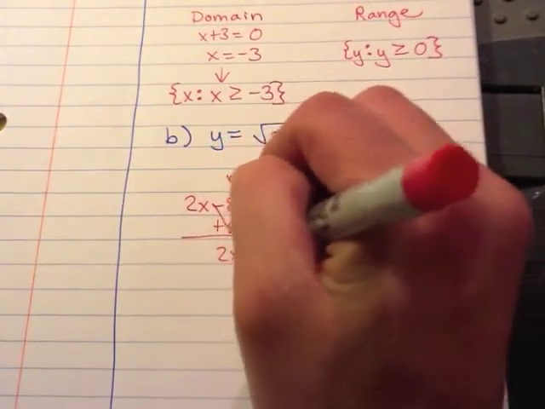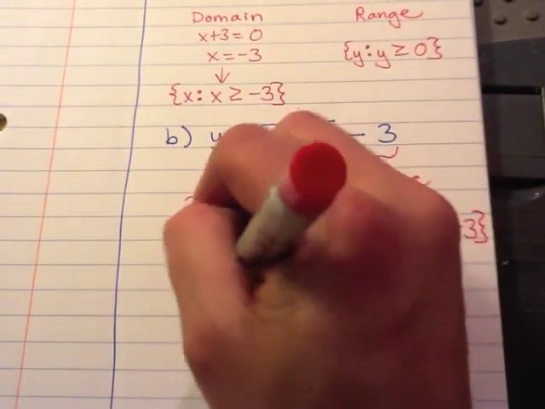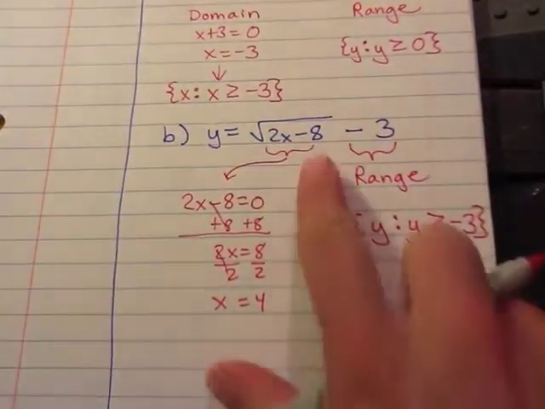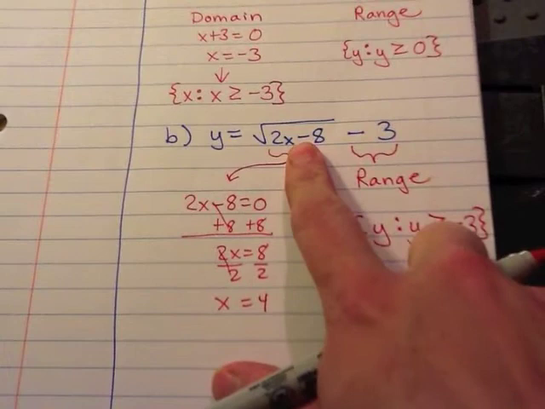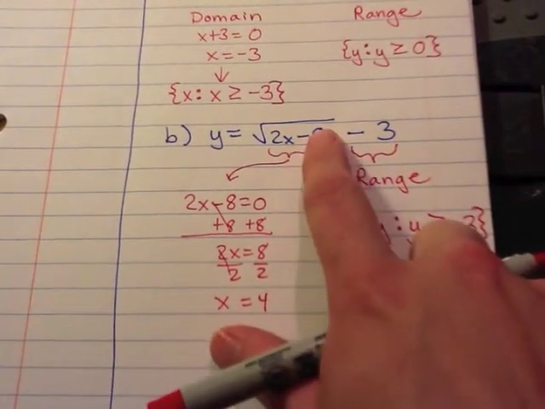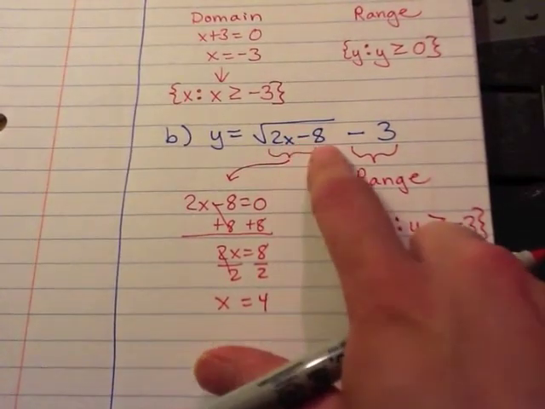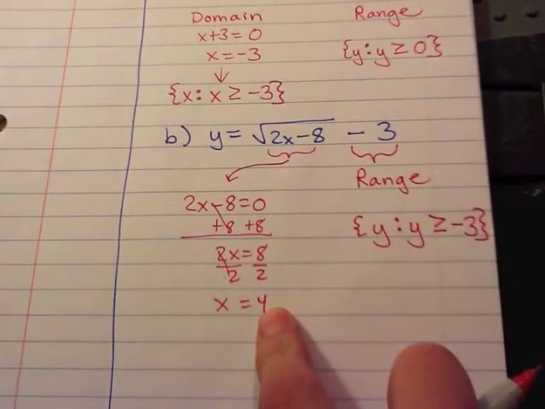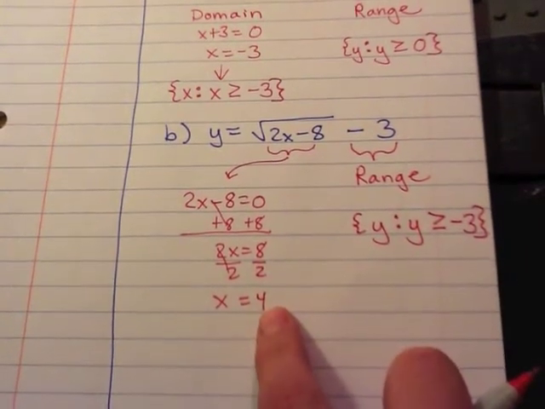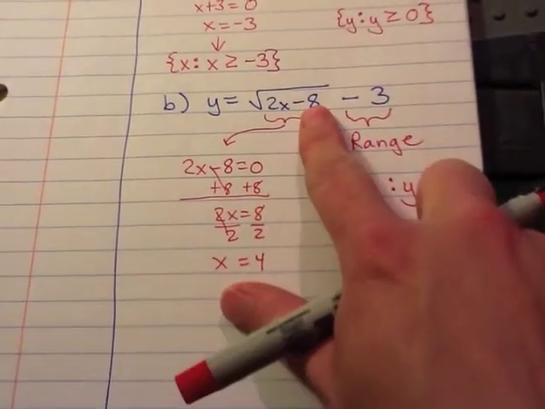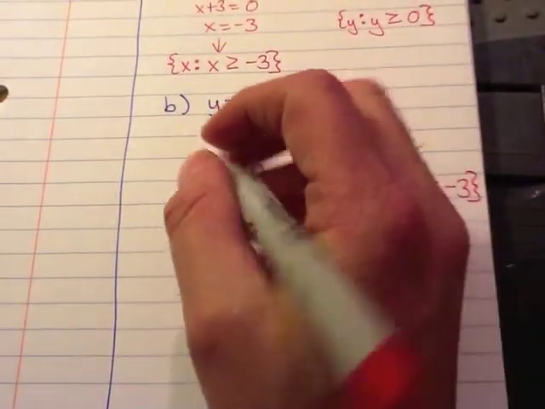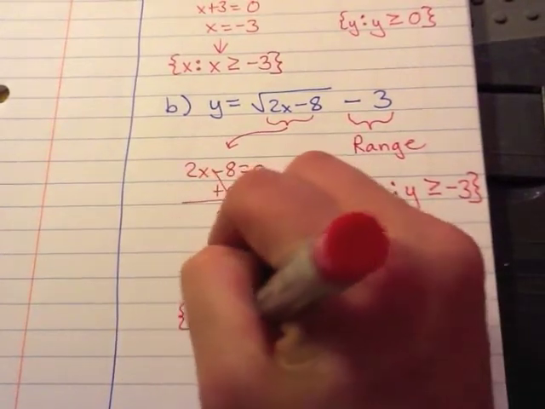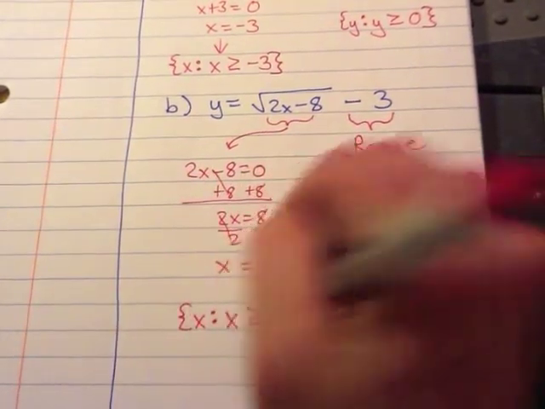2x equals 8, divide by 2, and I get x equals 4. So 4 is the lowest number I can plug in there to get 0 here. 4 times 2 minus 8 is 0. All my x values have to be greater than or equal to 4 in order to be real number solutions. So I'm going to write x such that x has to be greater than or equal to 4.